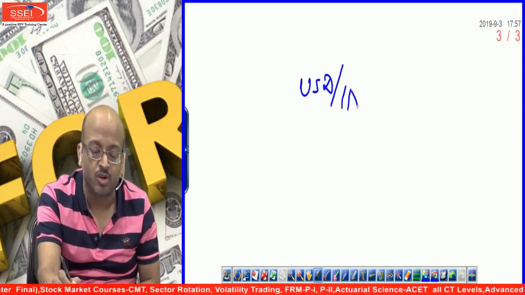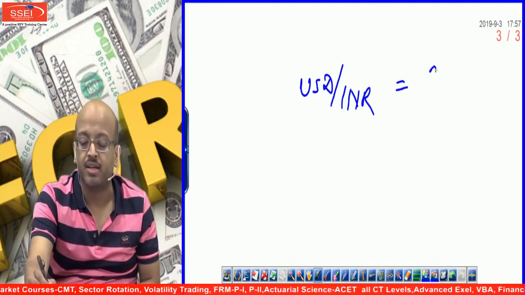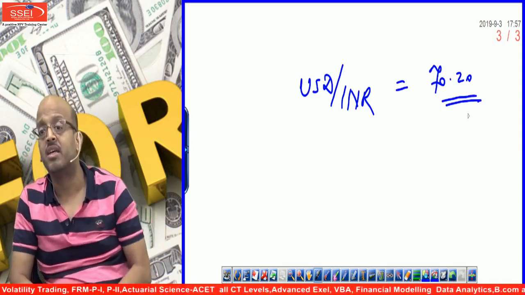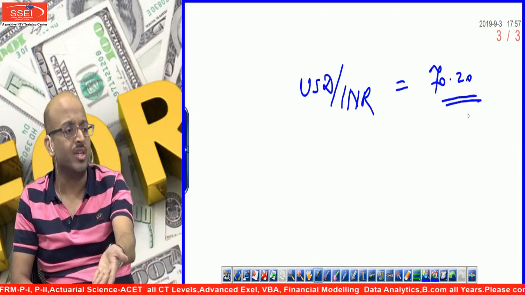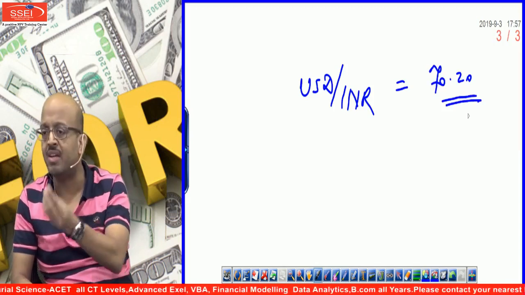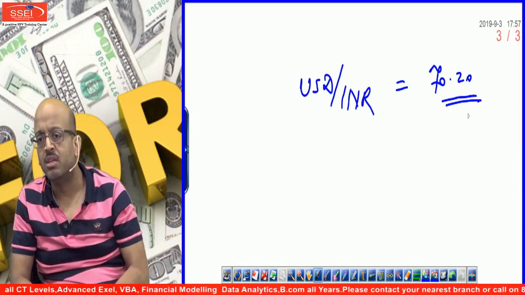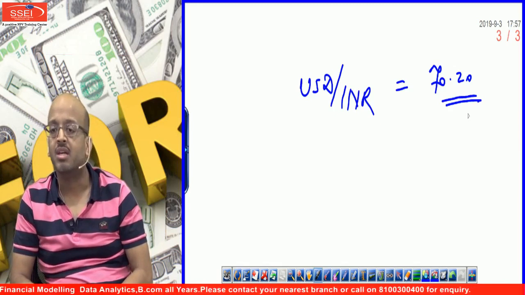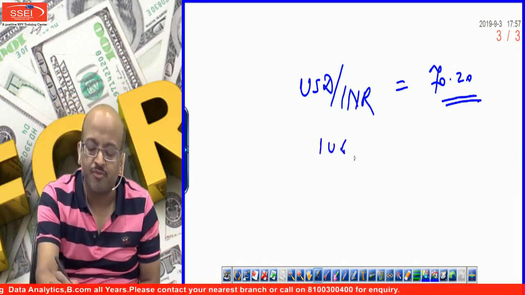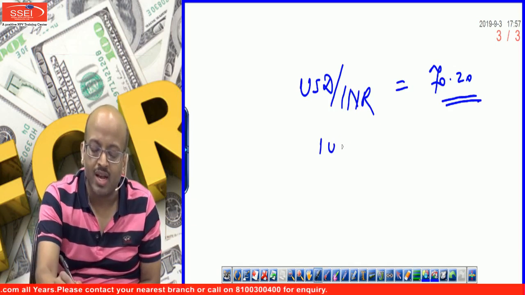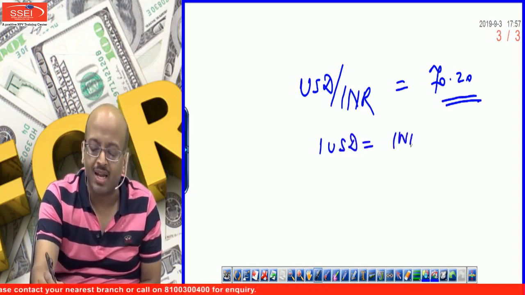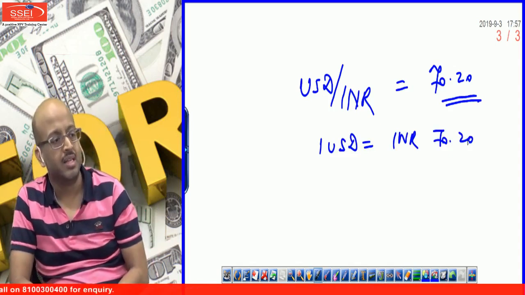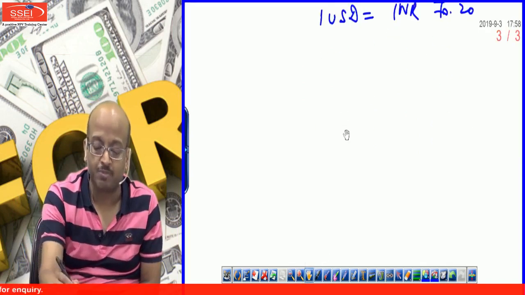USD per INR, do not copy. USD oblique INR, 70.20. This is the price of what by common sense? USD. This is the price of USD, nobody needs to be taught. 1 USD is 70.2 rupees, na? We know it. That means in this case, which is the base currency? USD. Okay, so if this were to be written in the form of equal to, it will be 1 USD equal to INR 70.2. Correct? Try the second one, perhaps if you know about it.